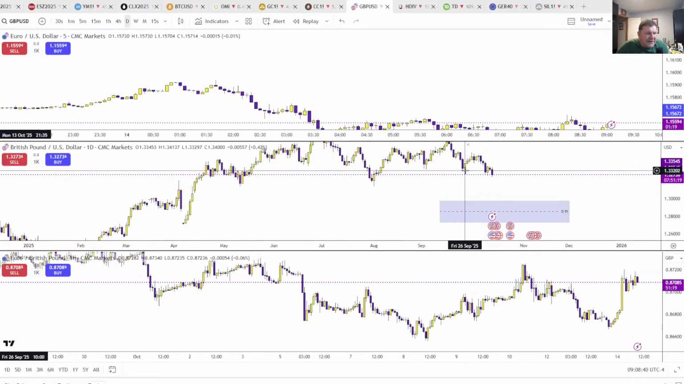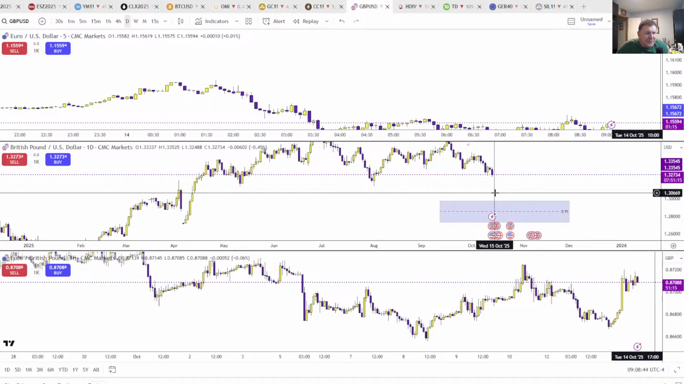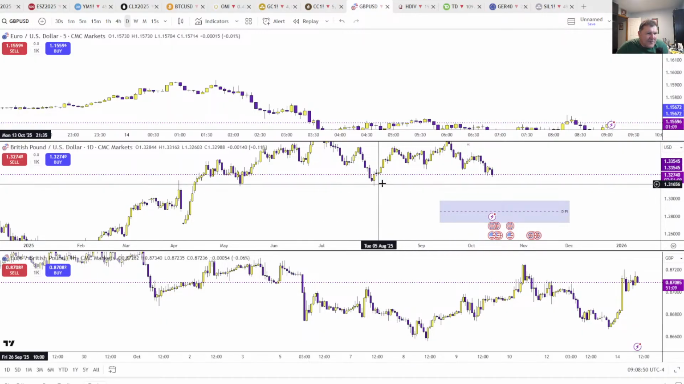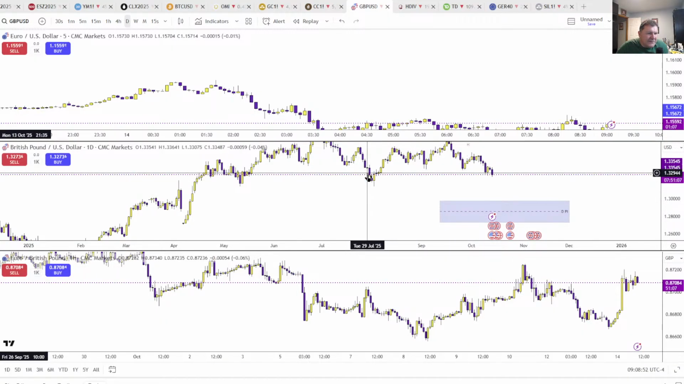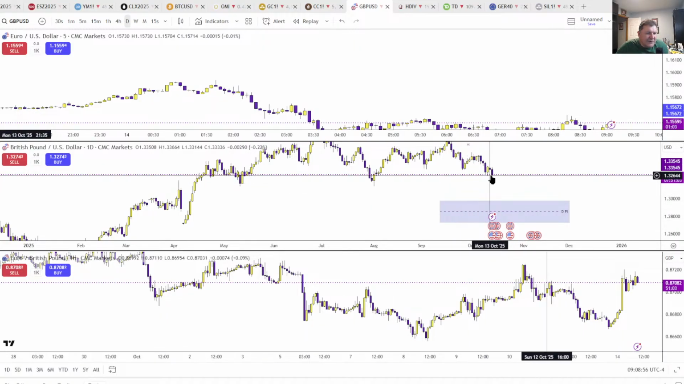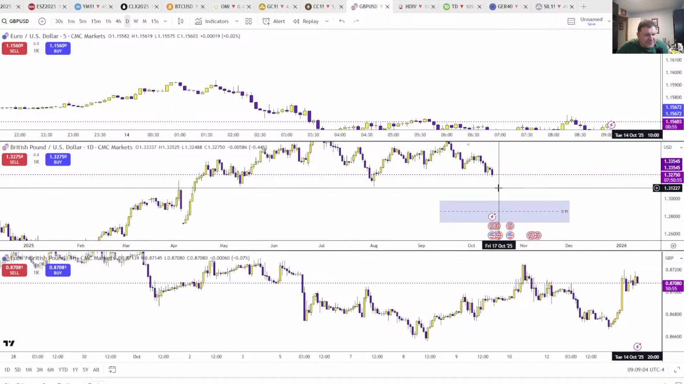So if you get a nice clean displacement below here, look for a fair value gap to form below here, a retest of the fair value gap, and then go lower, all the way up into half this wick, or even this SIBI here. Those would be the things I'd be looking for if I was in British pound. Look for those kind of trade setups to appear, candle formations to appear.